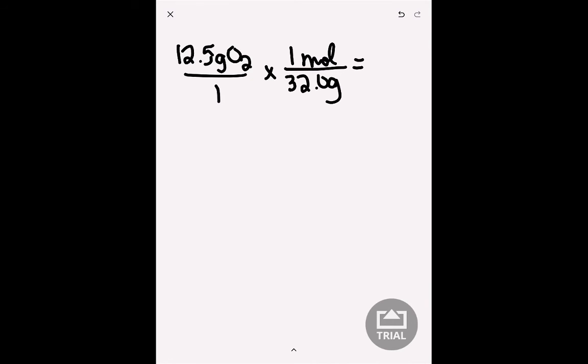12.5. I cannot punch this in the calculator, guys. I don't know what's wrong with me. 12.5 divided by 32 gives me 0.390625 moles of oxygen.